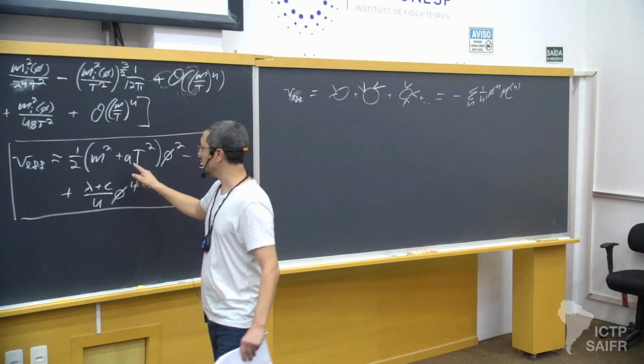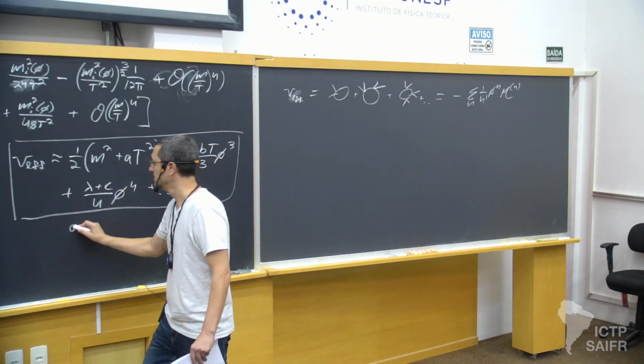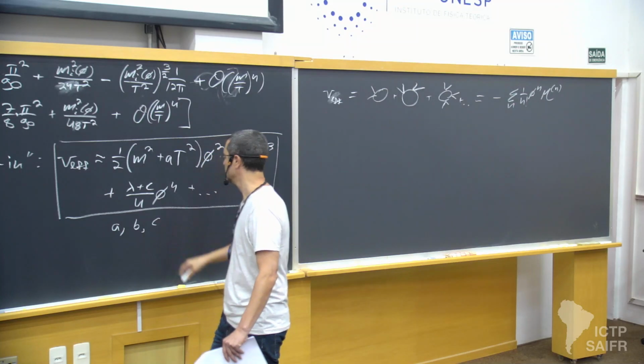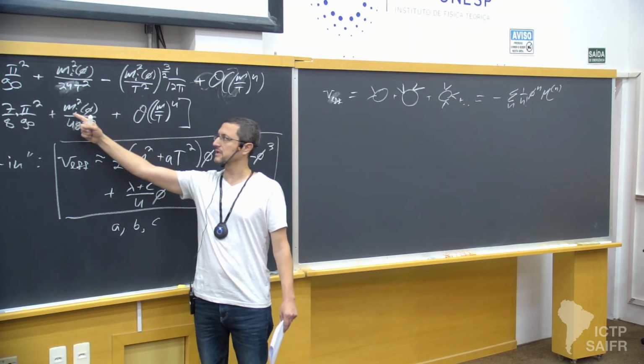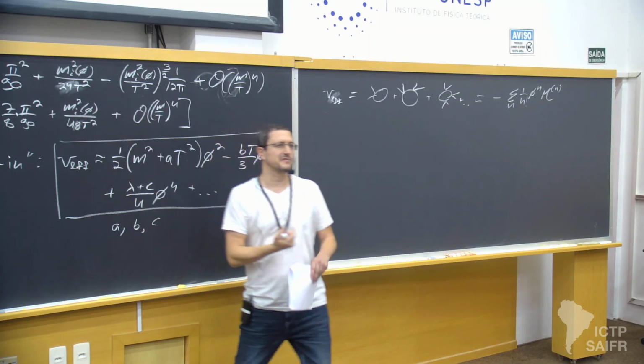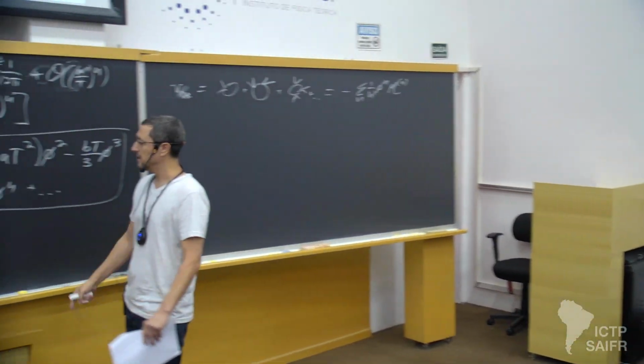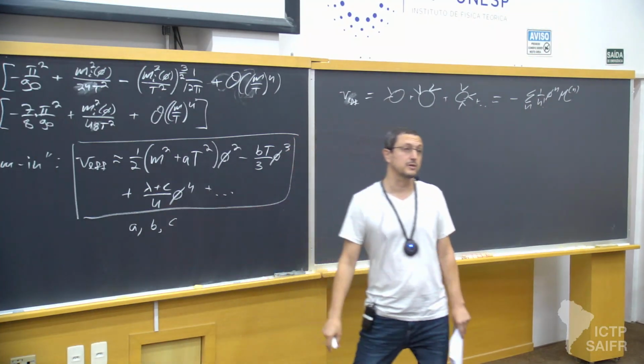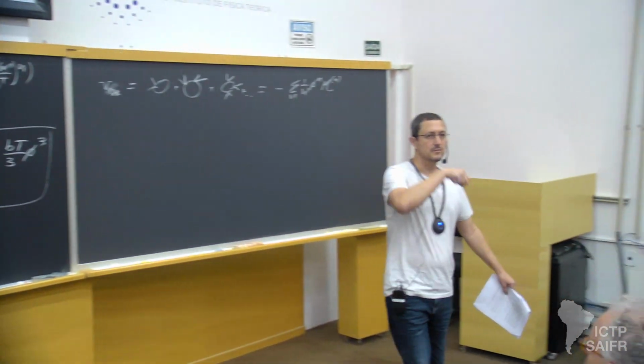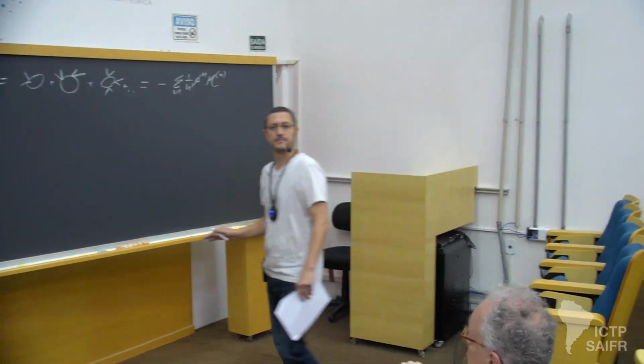So you can read off these coefficients. A, B, and C are just coefficients that you read out by matching to relevant powers of phi in the high temperature expansion of the effective potential. Let me tell you what they are in the standard model, because as usual, the standard model demonstrates everything you want. Yes?